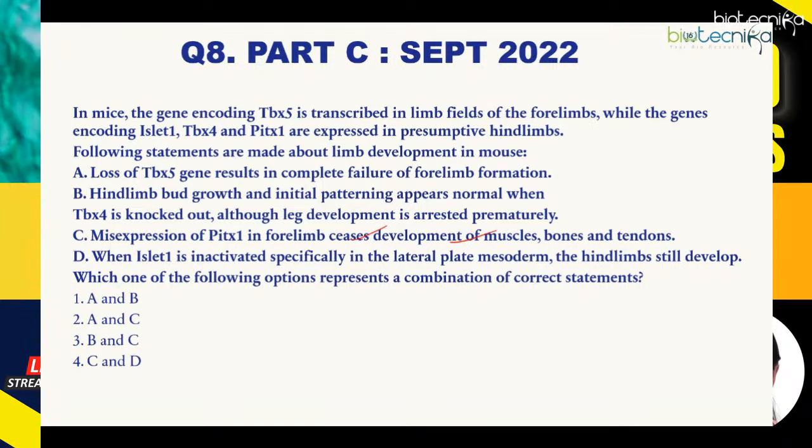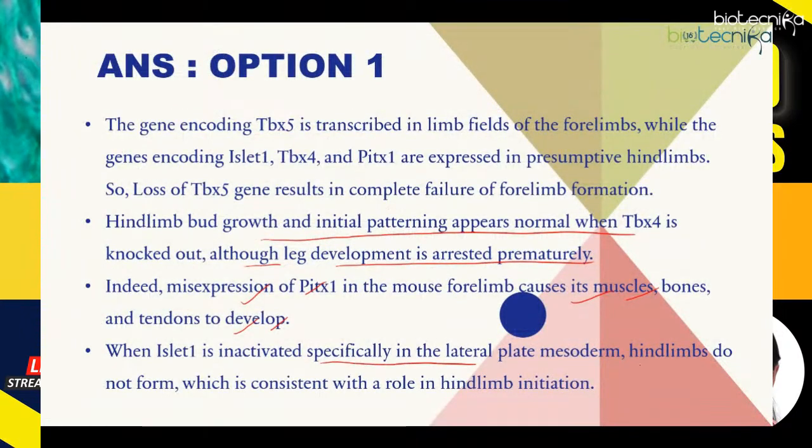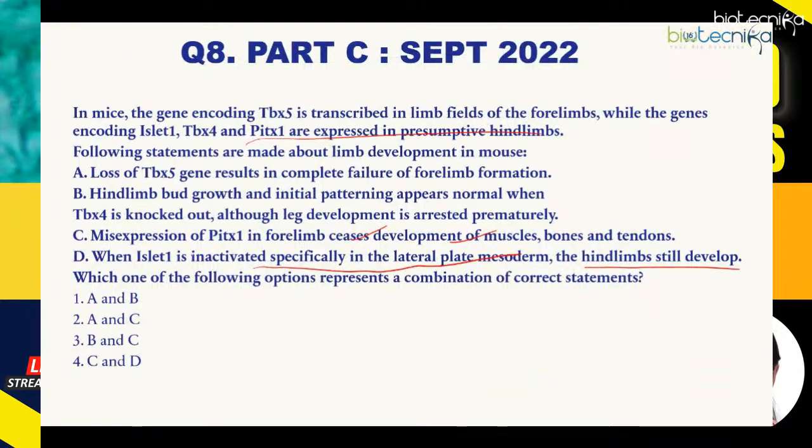Okay, and when islet1 is inactivated specifically in the lateral plate mesoderm, the hind limbs still develop. You can see that islet is expressed in the hind limb. So when islet is inactivated, hind limbs do not form. Obviously islet is responsible for hind limb formation, so since it says inactivated, still hind limbs will develop. This is wrong. So options C and D are wrong, and that's why the correct answer is option 1.